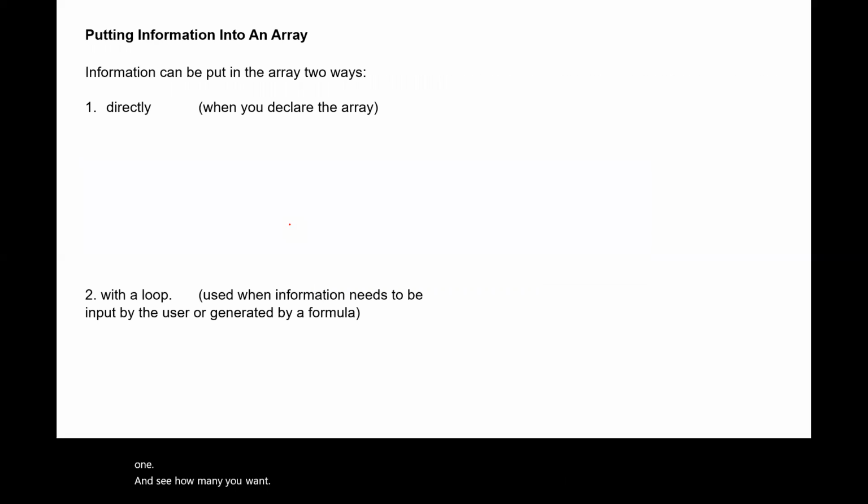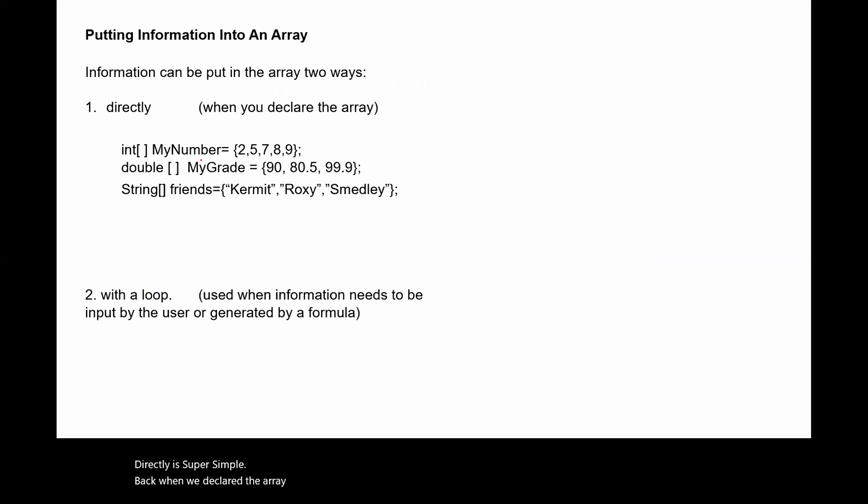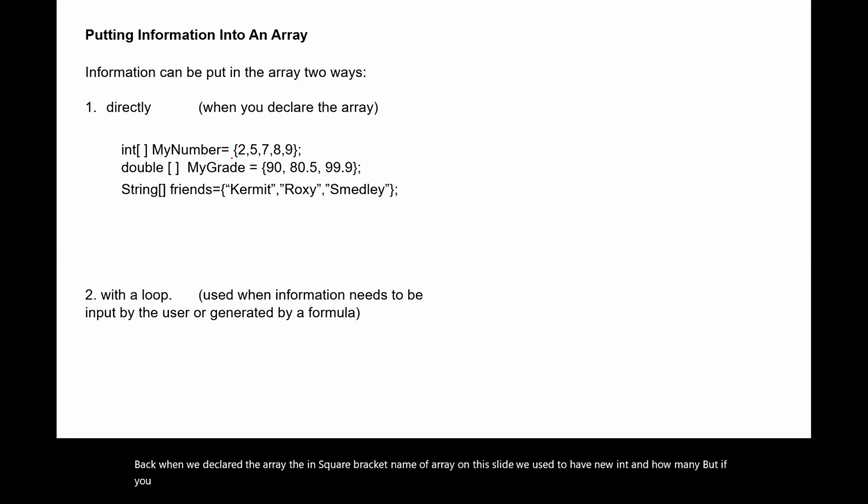Let's talk about how to put information in the array. You have two methods. Directly, when you know exactly what's in the array ahead of time, or with a loop, when you're not sure what the information is. Directly is super simple. Back when we declared the array, the int square bracket name of array, on this side we used to have new int and how many. But if you know what's in there, you just put it in the brackets.